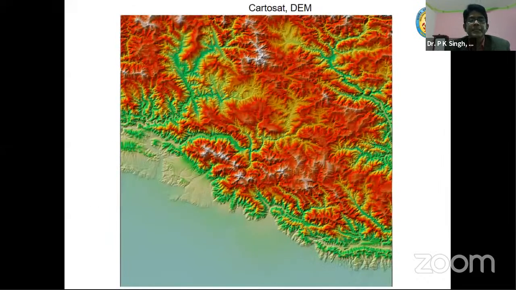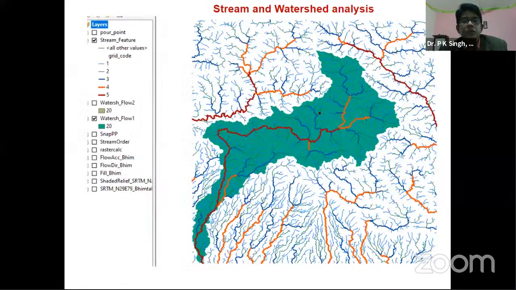Then flood monitoring. See, I have prepared one relief model from Cartosat DEM of a part of the Himalaya, in which this is the plain area, this is the Himalayan part. I have prepared it. You can also prepare, and you can extract a lot of information. You know, different streams can be generated using digital elevation models. That sort of information you can extract from digital elevation models.